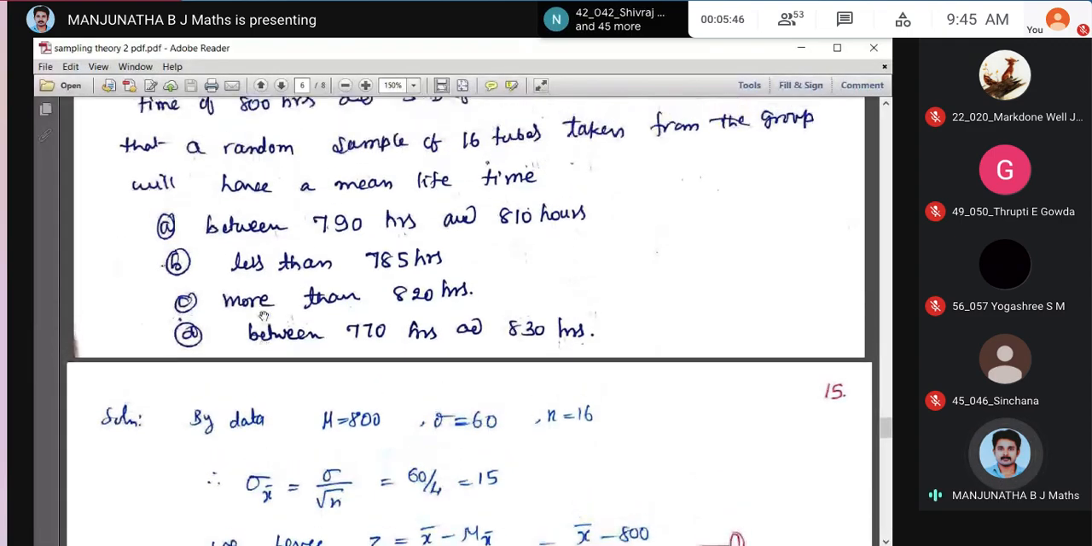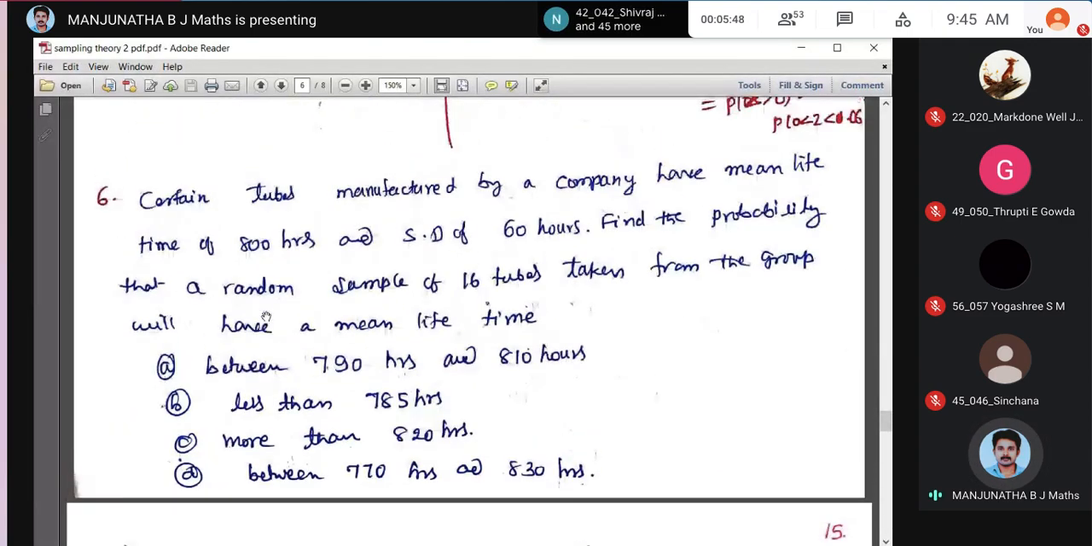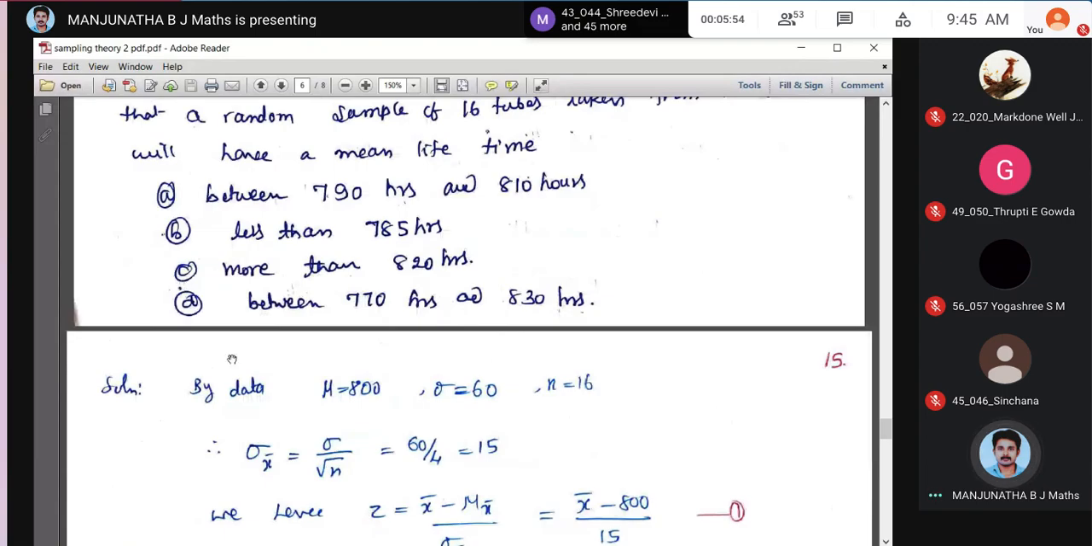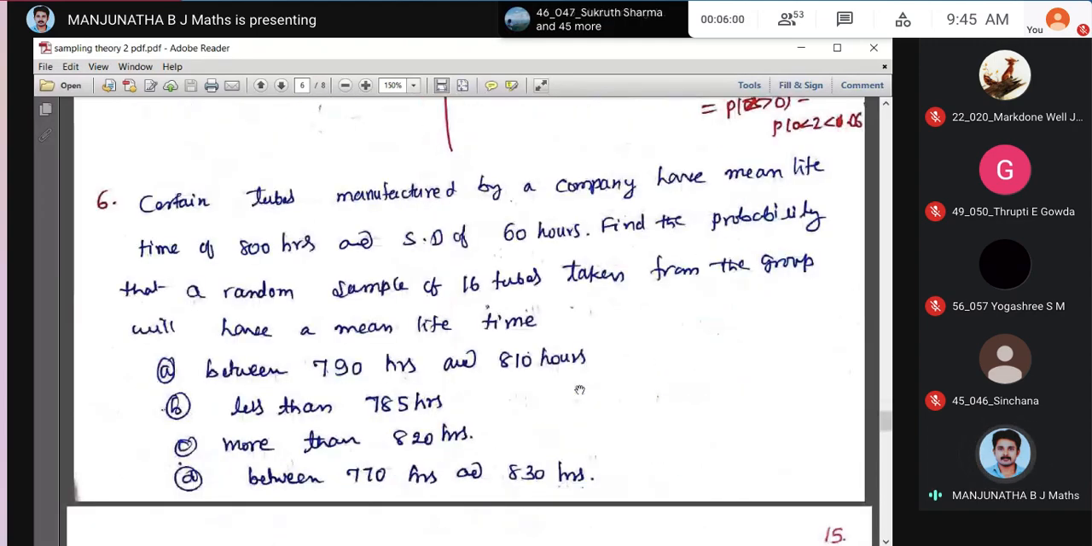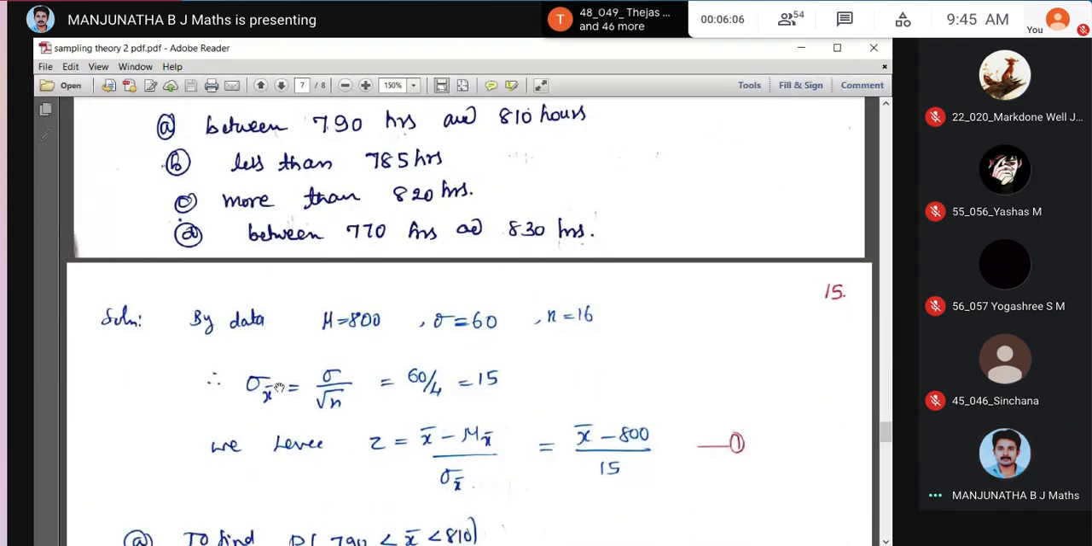So what is given? By the data, he has given the mean. Mean means mu. So the mean lifetime is 800 hours. The mean is 800, and sigma is given, that is 60, and small n is 16, the number of tubes manufactured by the standard.